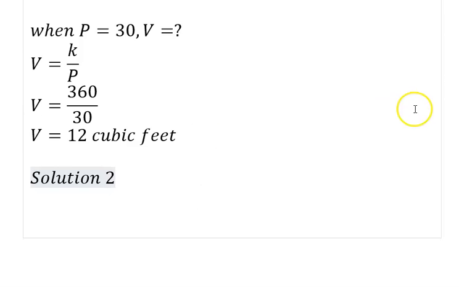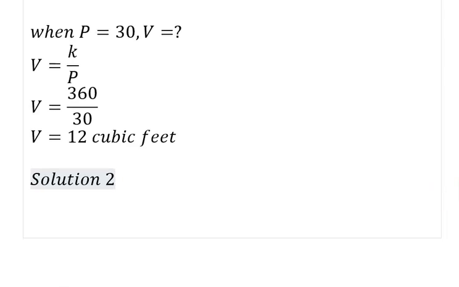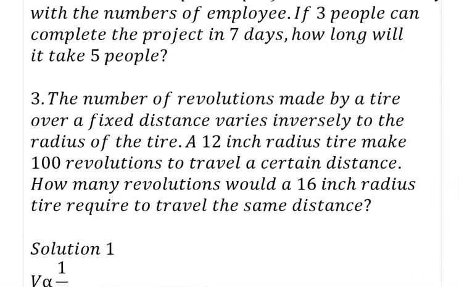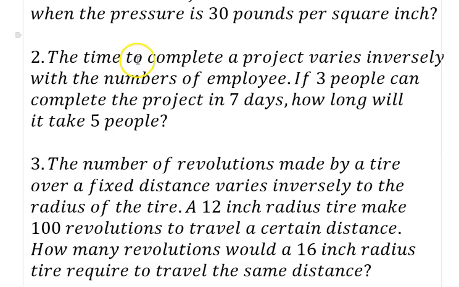Awesome. So what's the question? Let's see the question. The time to complete a project varies inversely. You see, the question is stating it categorically. Varies inversely with the number of employees. So we are not given letters here, so we can use any letter that suits us. Let's use T for time, E for employee. T varies inversely as E.